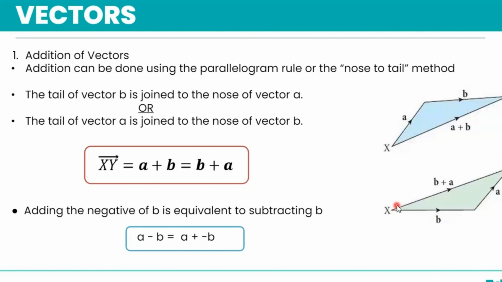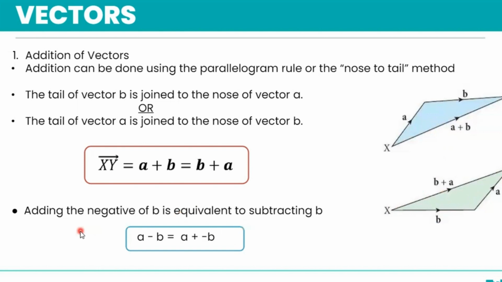And this is basically the parallelogram rule, which is also called the triangle method. You can also complete this to form a parallelogram, or you can just leave it as it is, and then this is forming a triangle. So this is how we can add vectors using the nose to tail method.